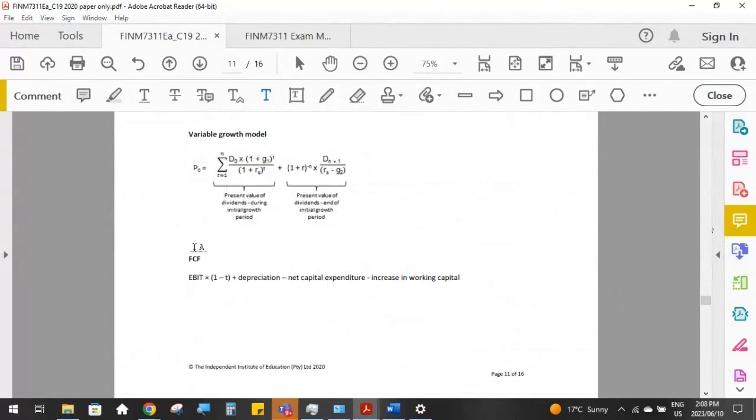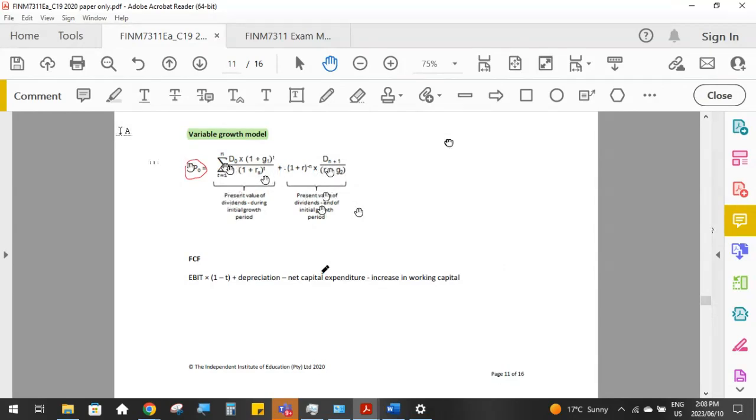Here we go. So here is the variable growth model. This formula on the formula sheet calculates P0, the share price of one share. But the way that we calculate the price of one share is to take the initial growth period of the dividends that the share is paying out and value the present value of that, and then add to that the present value of the terminal growth period.